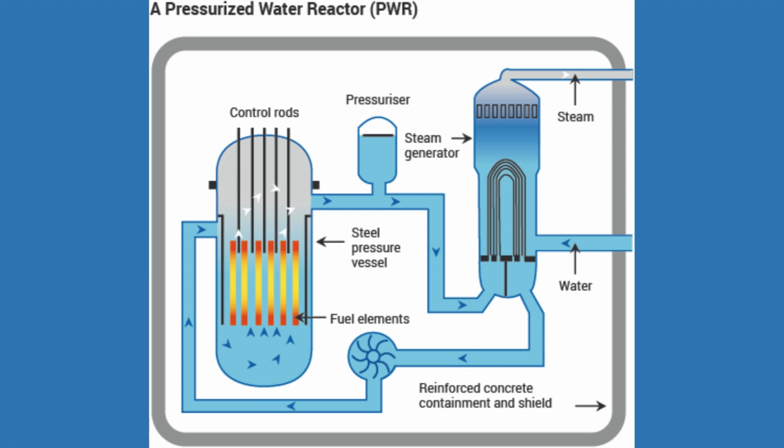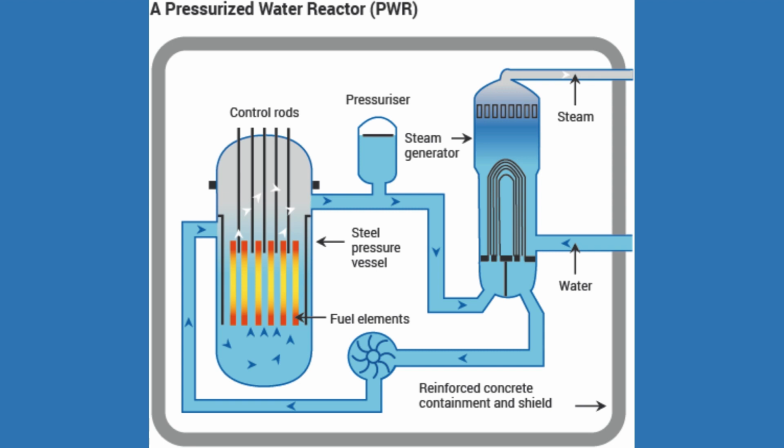Components of a nuclear reactor cooling system. The main components of a nuclear reactor cooling system include the reactor core. The reactor core is the heart of the nuclear reactor, where nuclear fission takes place. The fuel rods in the reactor core contain fissile material, such as uranium-235. Primary coolant loop. The primary coolant loop circulates water or another coolant through the reactor core to remove heat. The primary coolant is typically kept at a high pressure to prevent it from boiling.